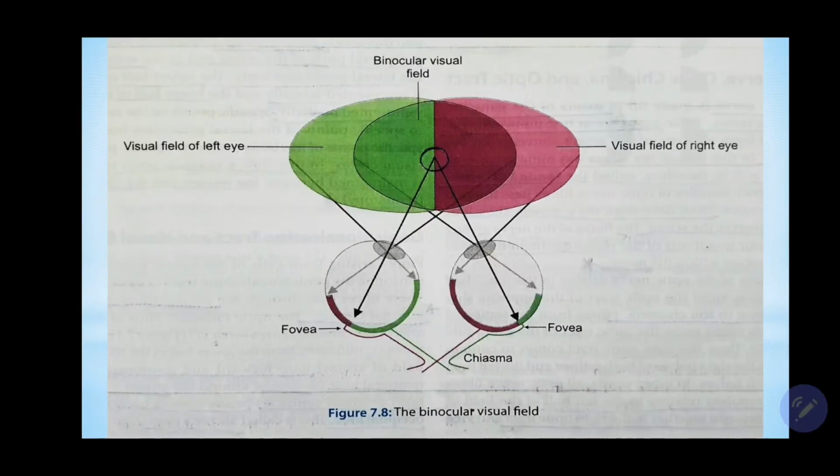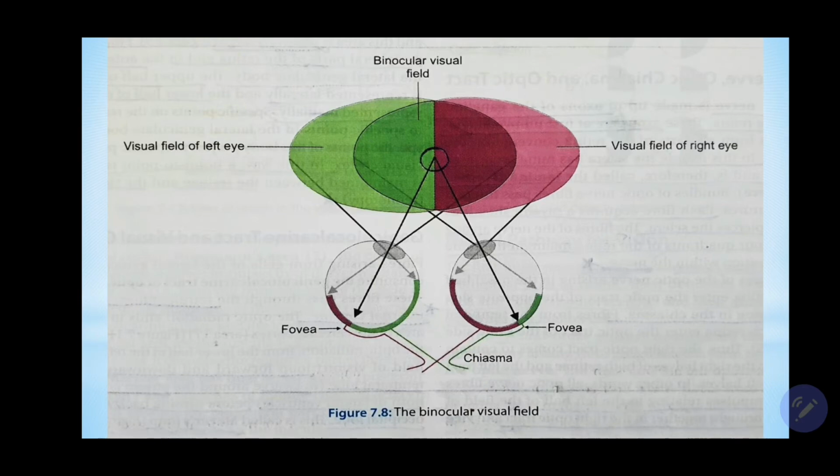Here you see in this diagram the binocular visual fields. The two eyes are converging to a point within the focal length. That's called focusing at a single point. This diagram is to get familiar with the terminology. Let me draw it.